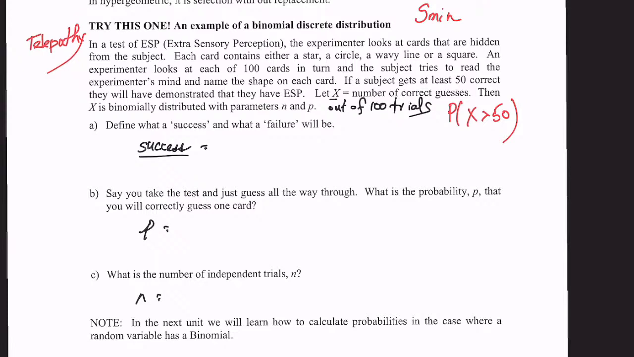So what would a success be? A success would be, well, if you remember back when I defined X as the number of successes, that means a correct guess is a success. And a failure is just a wrong guess.